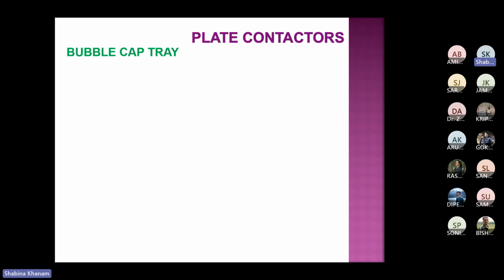Now, once I have the limitation of the sieve plate, that it cannot handle a low flow rate of vapor, we have another plate which we call the bubble cap plate, to address the limitation of the sieve plate. So let's discuss.